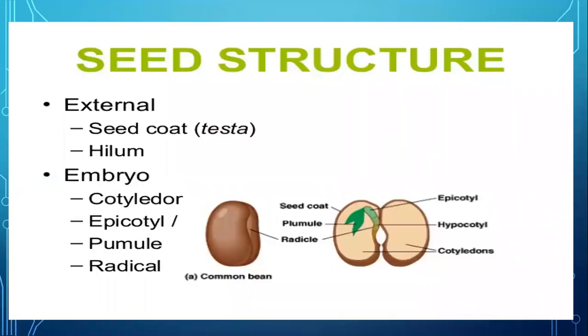If we discuss the structure of the seed, it contains a seed coat that provides protection to the embryo. It contains a hilum, that is a scar by which the seed was attached to the ovary wall. It contains a micropyle, that is a small opening for the absorption of water. It contains an embryo. An embryo consists of a few more parts.